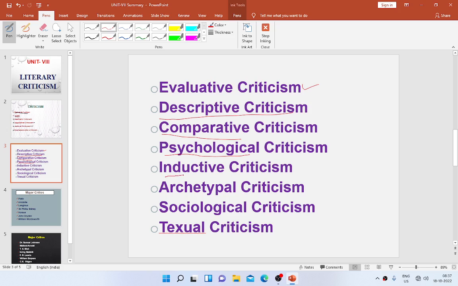The next one is inductive criticism. Inductive criticism rejects a set of rules and principles in judging works of literature. Inductive criticism applies certain methodologies in the literature that direct towards the spirit of pure investigation. According to Richard Moulton, inductive criticism reviews the phenomena of literature as they actually stand.